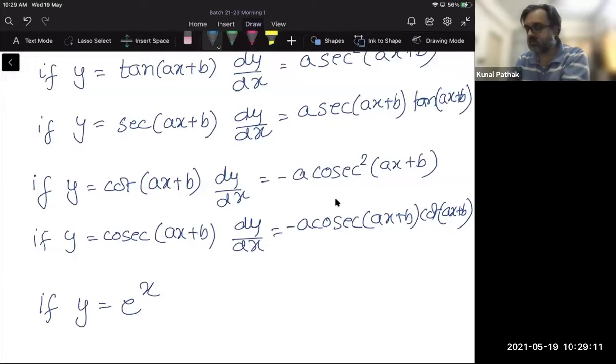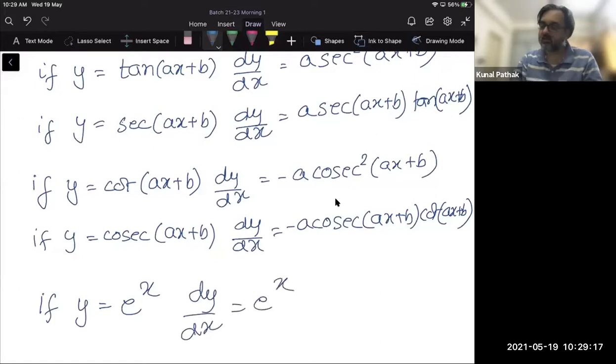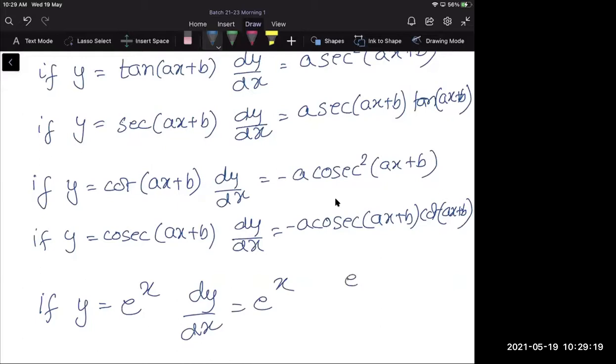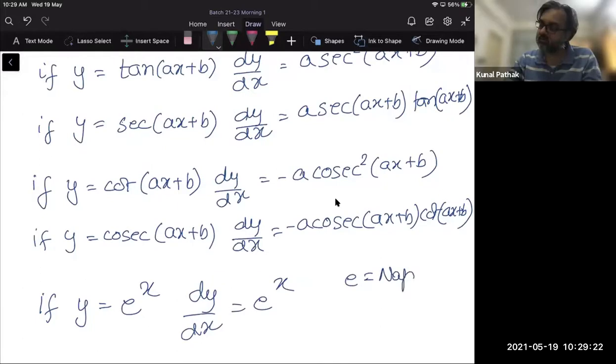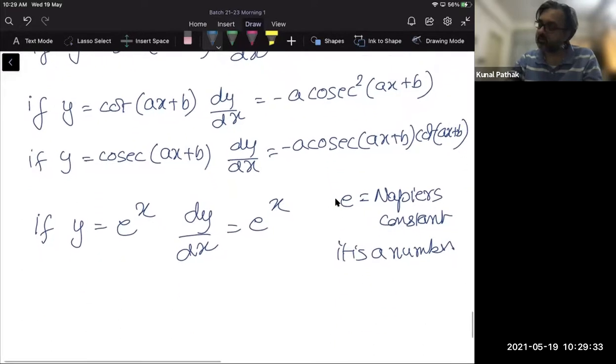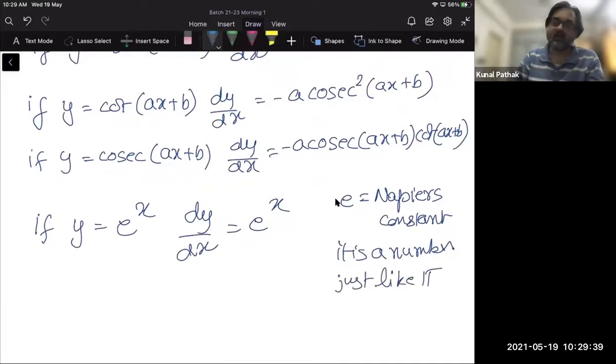So y is equal to e raised to the power x, then dy by dx is equal to e raised to the power x. So e is called the Napier's constant, and it is a number. Okay, it is a number, it is a constant, just like pi. It is an irrational number, just like pi. So pi is equal to 3.14 dot dot dot. E is equal to 2.74 dot dot dot.